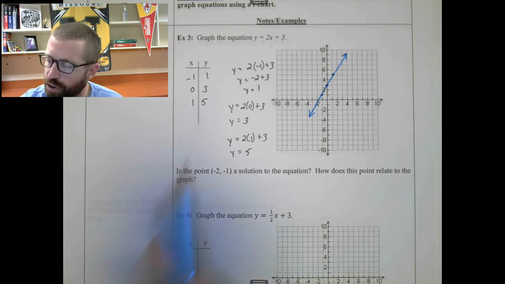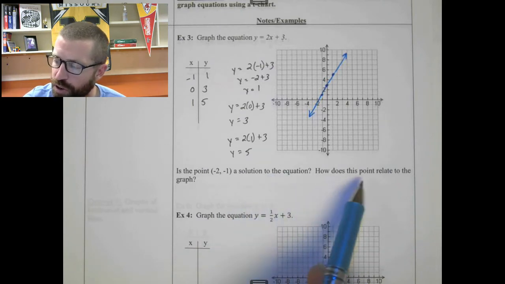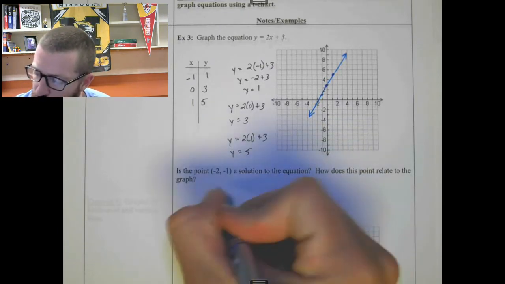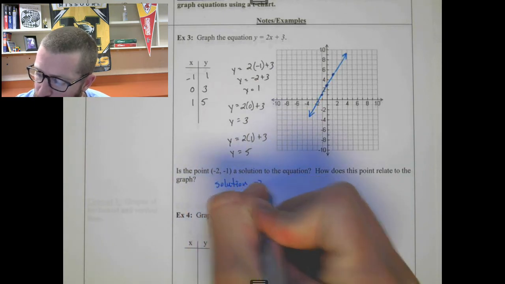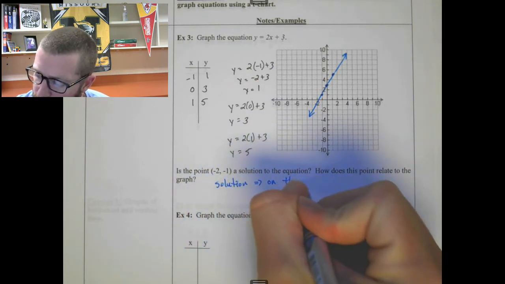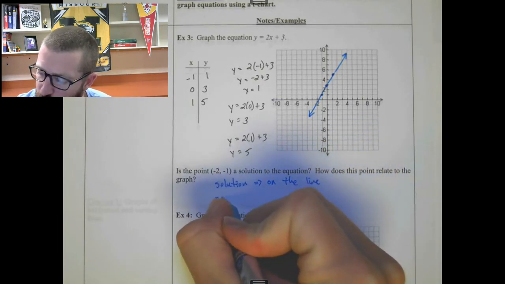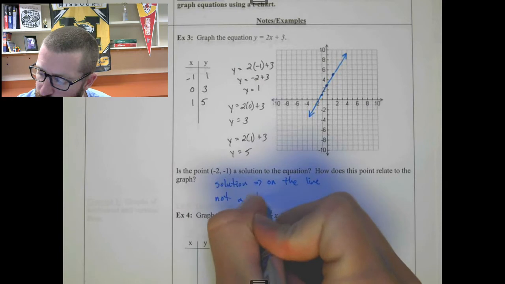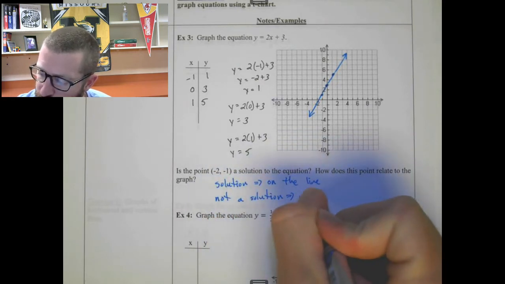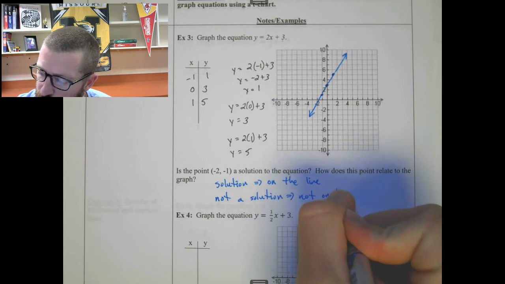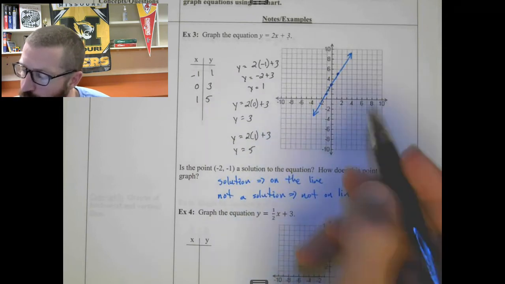So then we want to know, is -2, -1 a solution to the equation? How does this point relate to the graph? So if it's a solution, then it will be on the line. And if it's not a solution, it is not on the line. So let's see what happens at -2, -1.